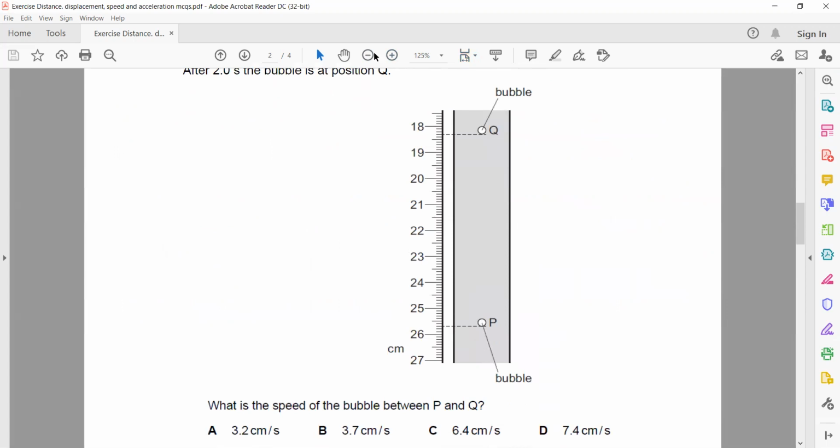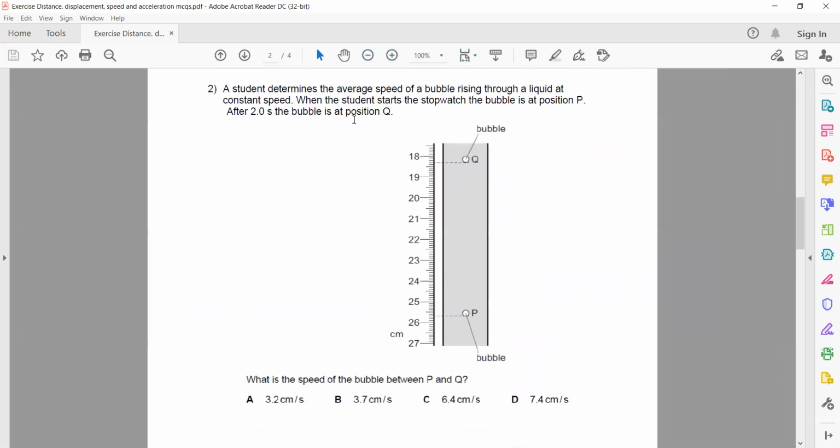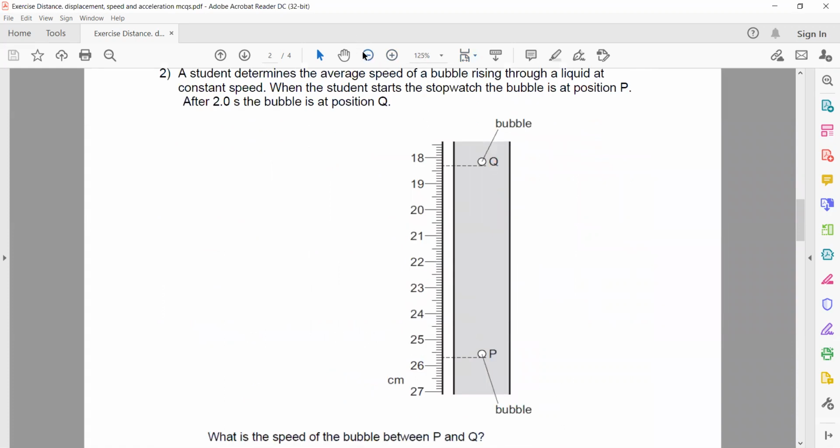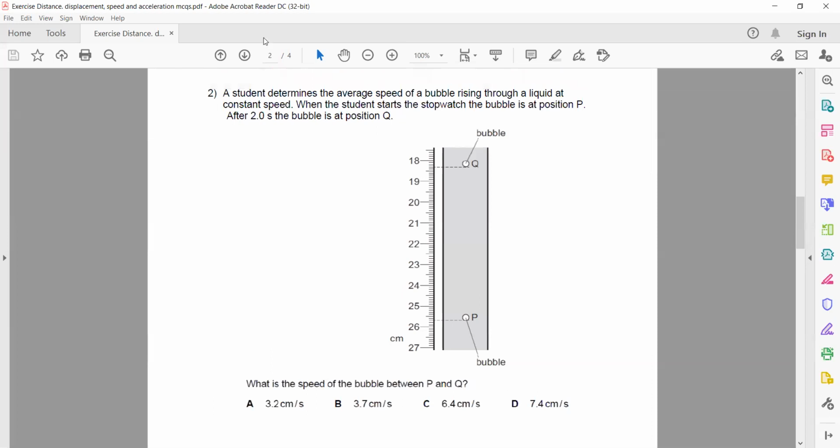For question 2, a student determines the average speed of a bubble rising through a liquid at a constant speed. So it is moving with a constant speed. When the student starts a stopwatch, the bubble is at position P. So this is the starting position. After 2 seconds the bubble rises to position Q. What is the speed of the bubble between P and Q? So speed is equal to distance divided by time.